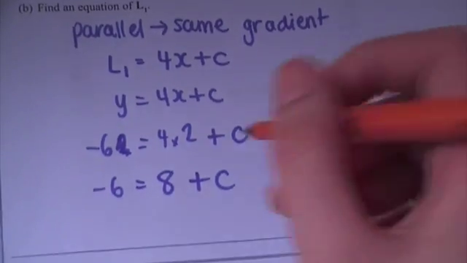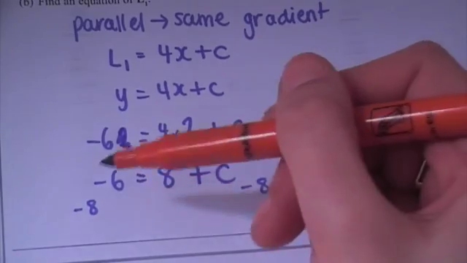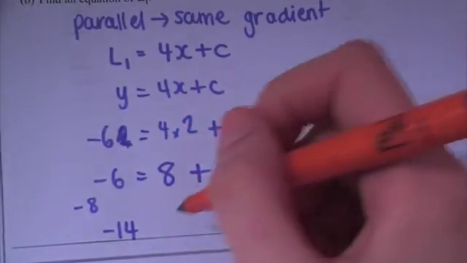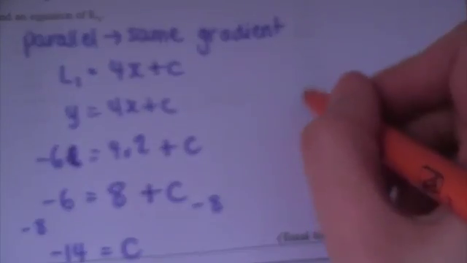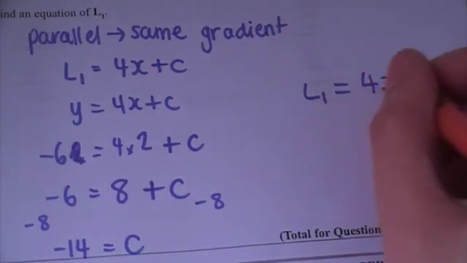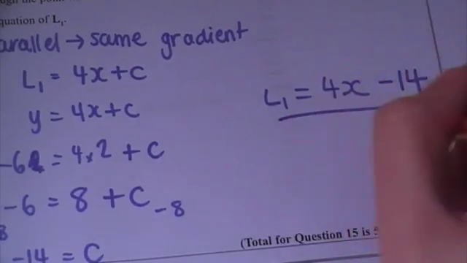So if we wanted to find out what c was, we'd minus 8 from both sides. So if you're at minus 6 and you take away another 8, you're going to be at minus 14, which will give us the value of c. So the equation for that line L1 was 4x, because we knew the gradient was the same, and minus 14, because that's what we've just worked out our plus c as.